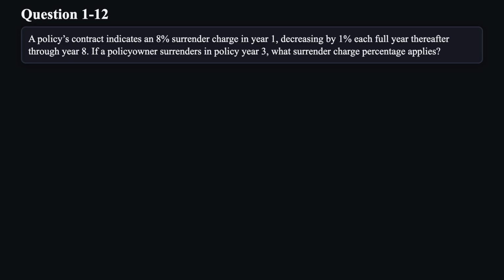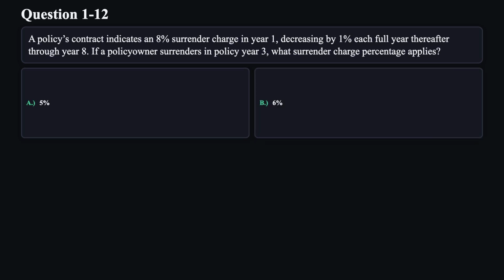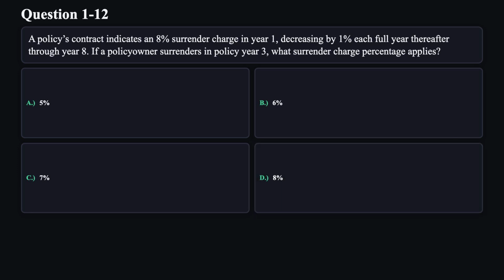Question 12. A policy's contract indicates an 8% surrender charge in year 1, decreasing by 1% each full year thereafter through year 8. If a policy owner surrenders in policy year 3, what surrender charge percentage applies? A. 5%. B. 6%. C. 7%. D. 8%.